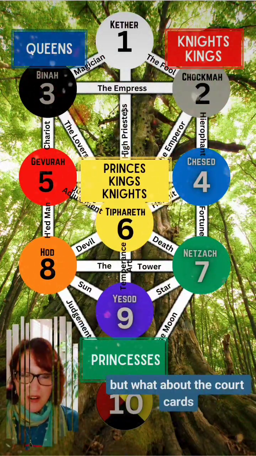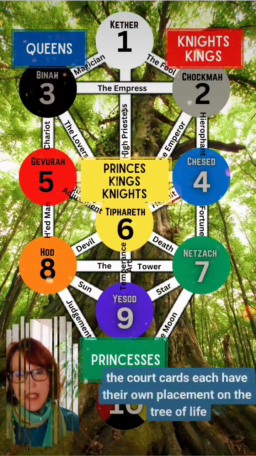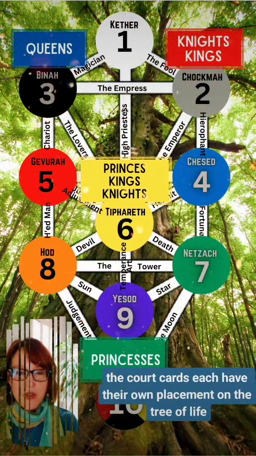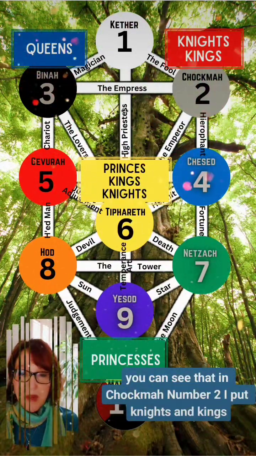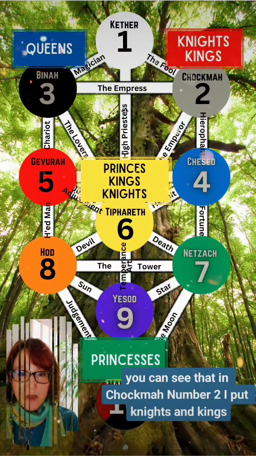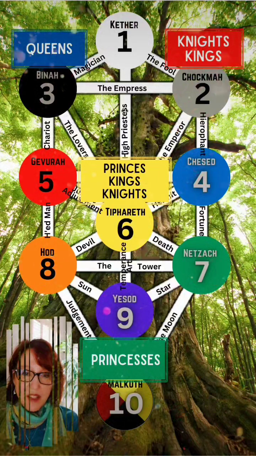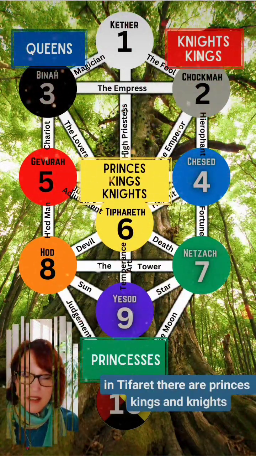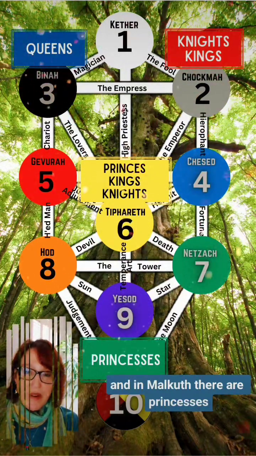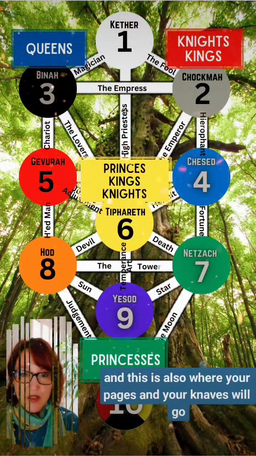But what about the court cards? Where do they go? Because court cards aren't numbered. Well, the court cards each have their own placement on the Tree of Life. You can see that in Chokmah, number 2, I've put knights and kings. In Bina, there are the queens. In Tiferet, there are princes, kings, and knights. And in Malkuth, there are princesses, and this is also where your pages and your knaves will go.